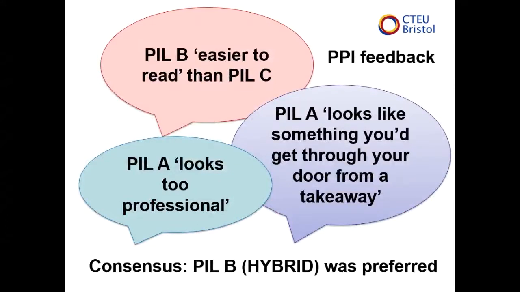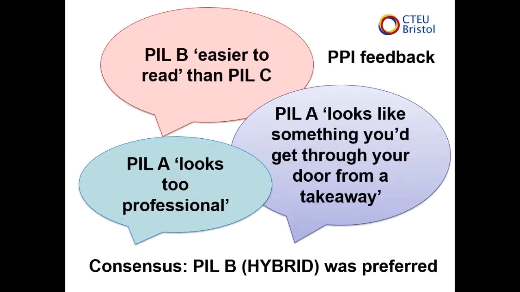To complement the actual quantitative work, we also took the information leaflets to a PPI group and asked them what they felt about them. And in general, they preferred the hybrid PIL-B because they found it was easier to read than PIL-C, which is the basic one. And they felt that the one produced using the InDesign software, the trifold leaflet, just looked too professional, and it looked like something you might get as advertising material. One of them compared it to something you might get from a takeaway through your door.